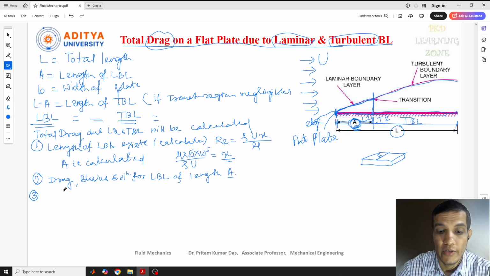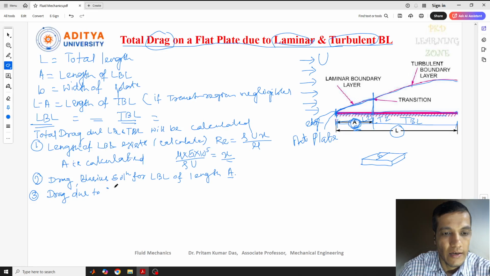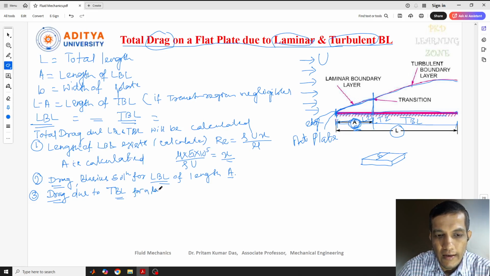The third point is we need to find the drag due to the turbulent boundary layer. See, here we have calculated for the laminar boundary layer. Now here we need to calculate the drag due to the turbulent boundary layer for a length a only.